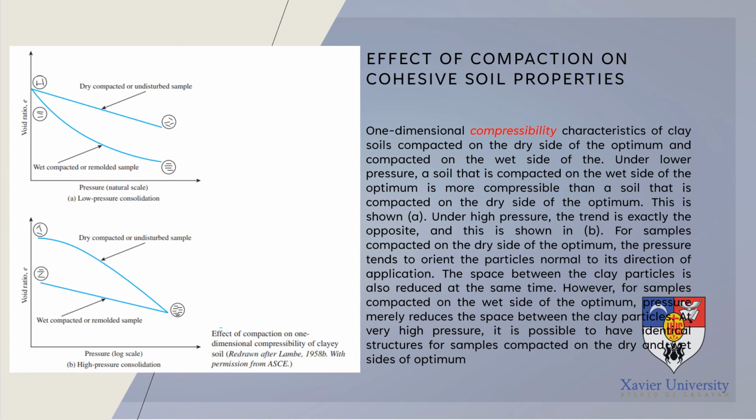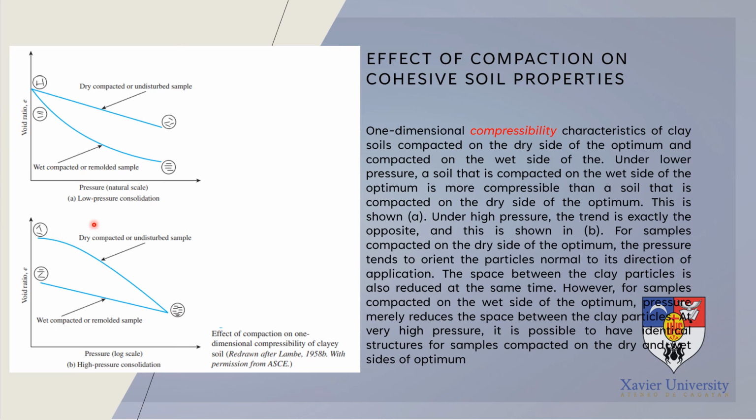So we also have the effect of compaction on compressibility. One-dimensional compressibility characteristics of clay soils compacted on the dry side of the optimum moisture content and compacted on the wet side of the optimum. Under lower pressure, a soil that is compacted on the wet side of the optimum moisture content is more compressible than a soil that is compacted on the dry side of the optimum moisture content. This is shown in A.